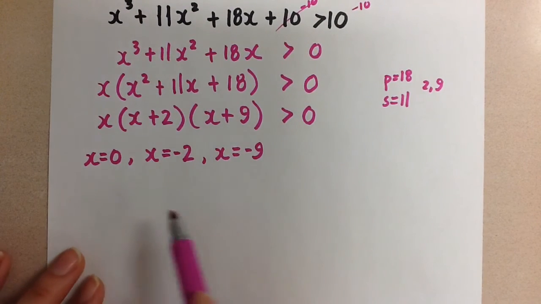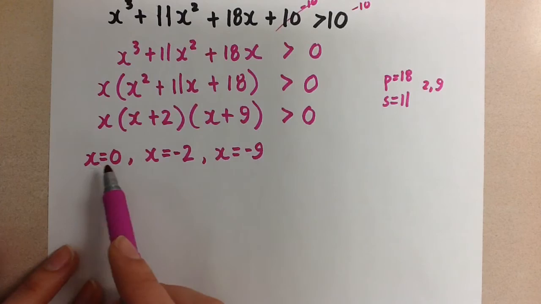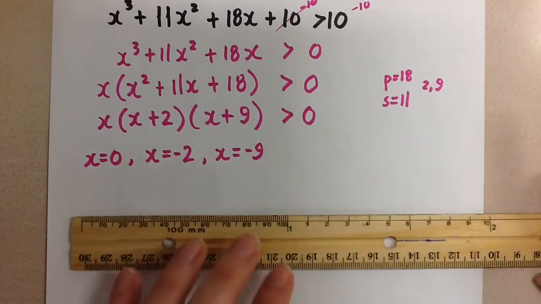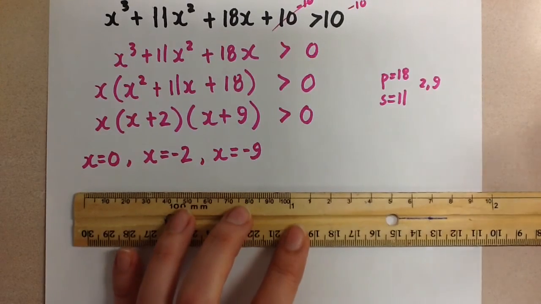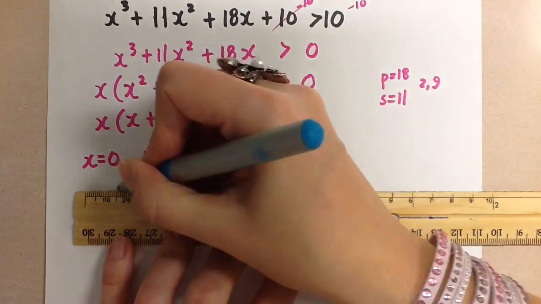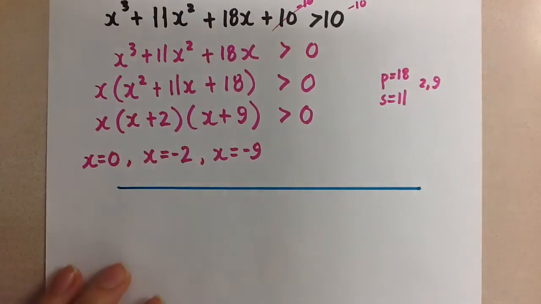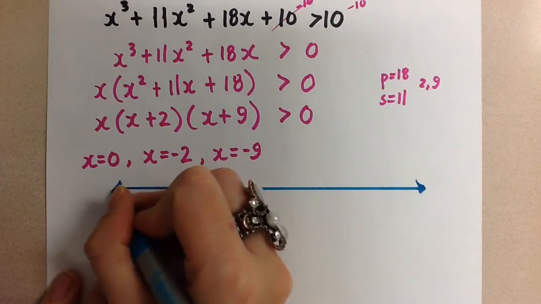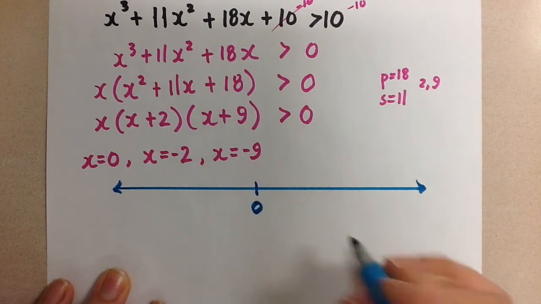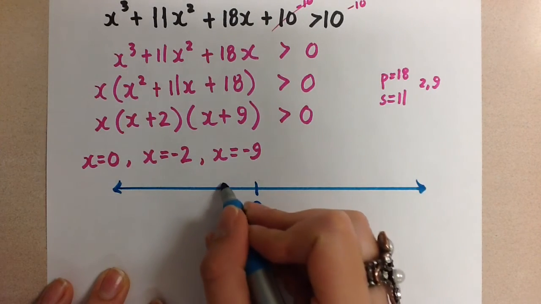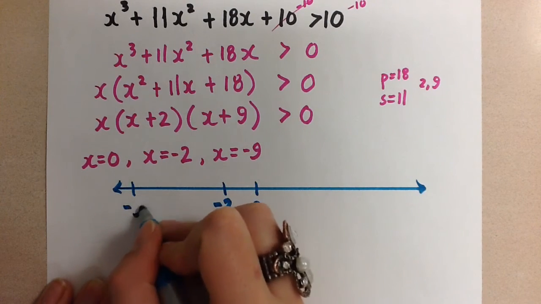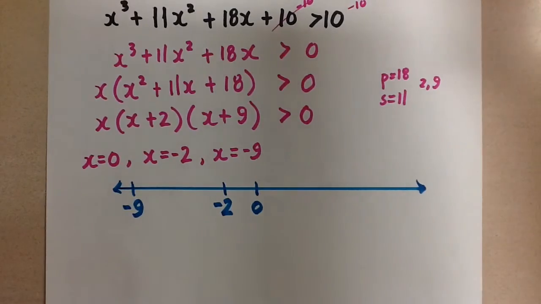To start off, we want to see the intervals between each one of these zeros. The easiest way I find to do this is to use a number line. Make sure that we put those zeros in the proper order. So I'm going to do a rough number line here, and we'll place our numbers. The first x is 0. We have a negative 2, which would be about here, and we have a negative 9, which would be around here. So those are our 3 zeros.